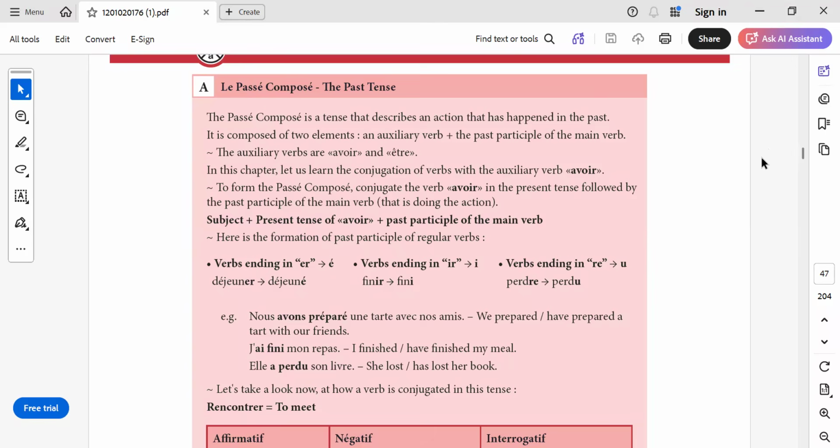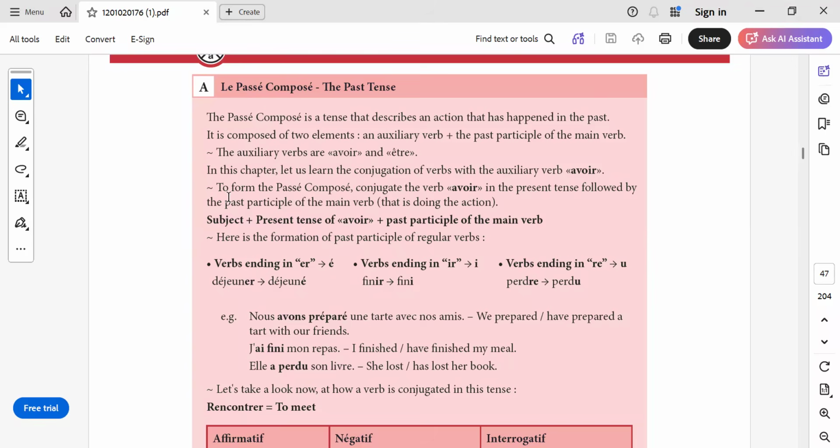In the last session, we saw the first lesson, Autour de la table. In that, we read the text, we understood the vocab of the same. In today's session, we are on the same lesson but we'll be studying grammar from the same. The concept of today's session is le passé composé, or the past tense.